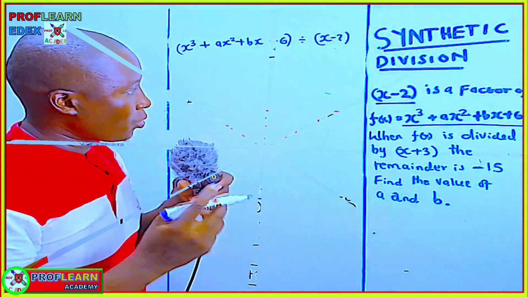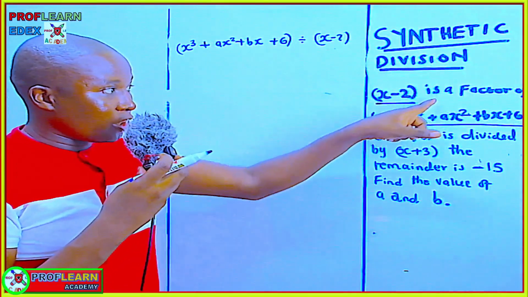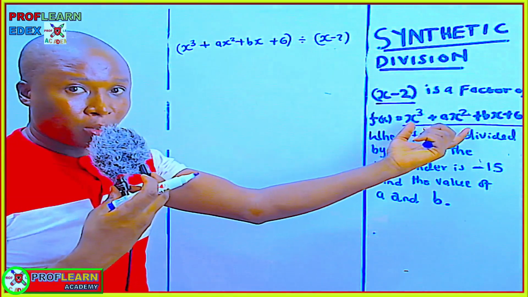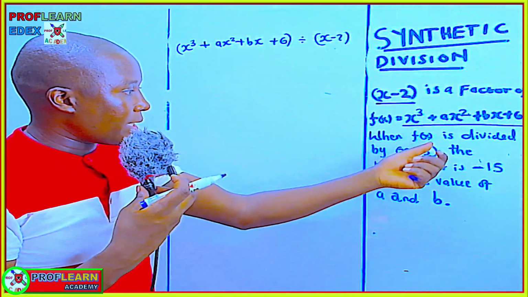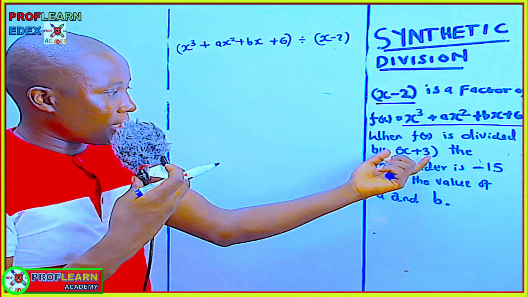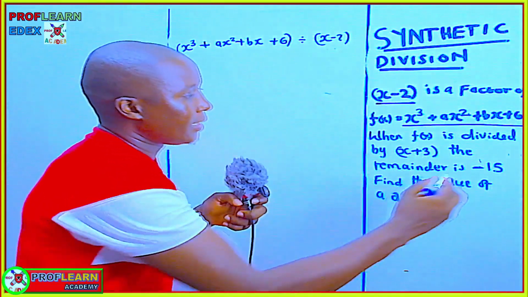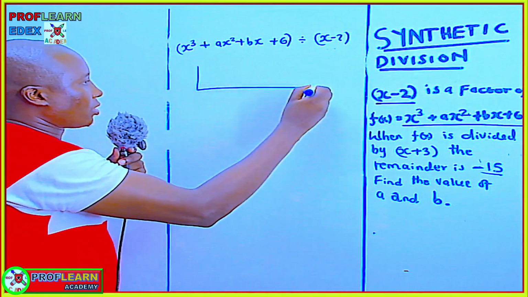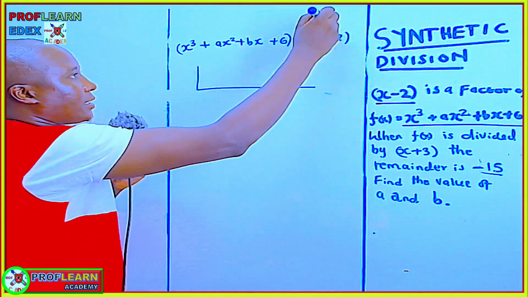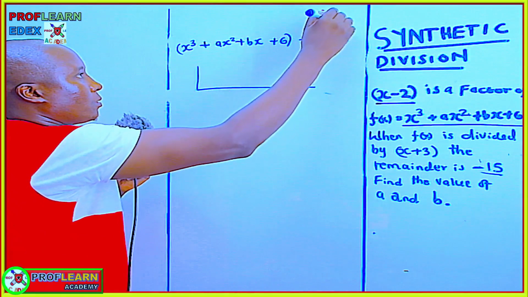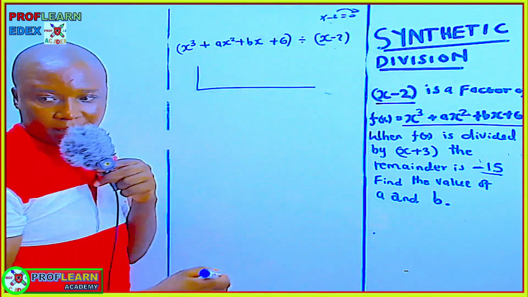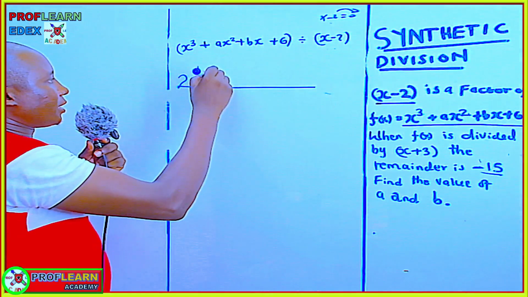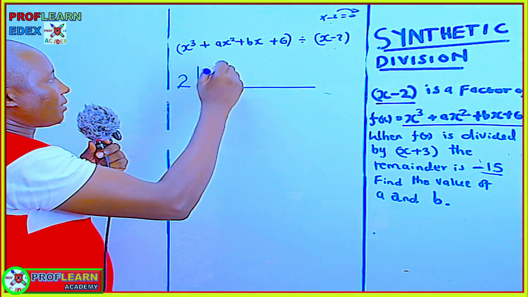So the next part we want to see is how you can use synthetic division to work out a question where you are told that x minus 2 is a factor of this polynomial, and also that when this polynomial is divided by x plus 3, you get the remainder negative 5. The first thing we do is identify that x minus 2 equals 0. Then we take it to the other side and get x equals 2. So we shall write 2 at this point.